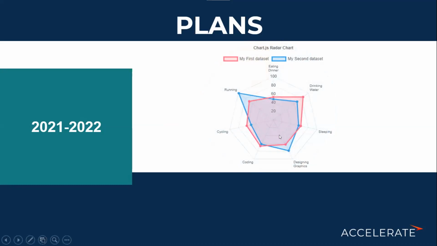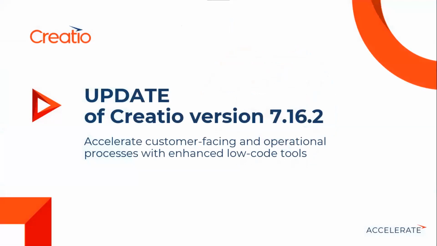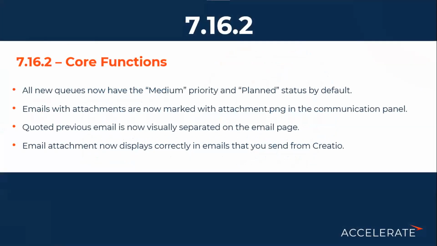So these are some of the cool charts that are currently in our pipeline in terms of what is going to come up in 2021 and 2022. And we are going to the last section, which is 7.16.2, what is already available. I only have 2 more slides, and we'll open up to Q&A after this.